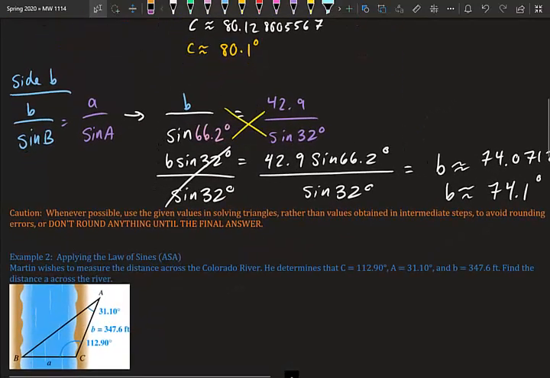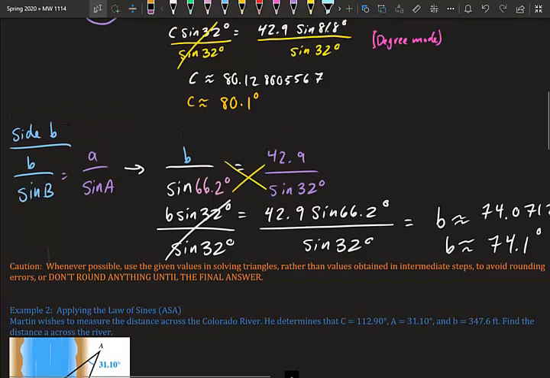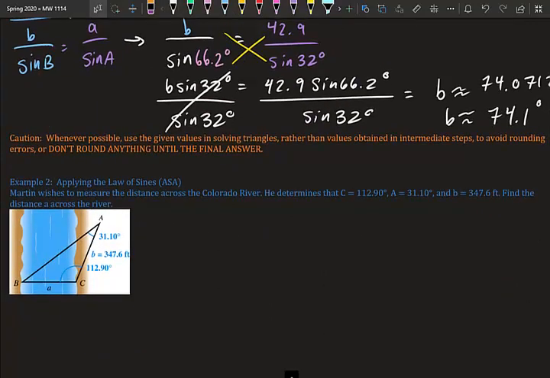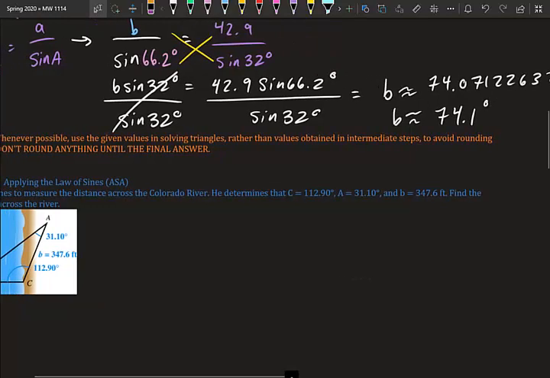Alright, whenever possible, and I'm going to say it again, use the given values in solving triangles rather than values obtained in intermediate steps. Intermediate steps are, you know how we found angle B, or we approximated side C? Those are intermediate steps. You don't want to use them because you don't want to run into rounding errors. So you know how we rounded 74.0712263? We rounded it to 74.1. That would actually give us a slightly different answer if we would have used the rounded version of that angle.